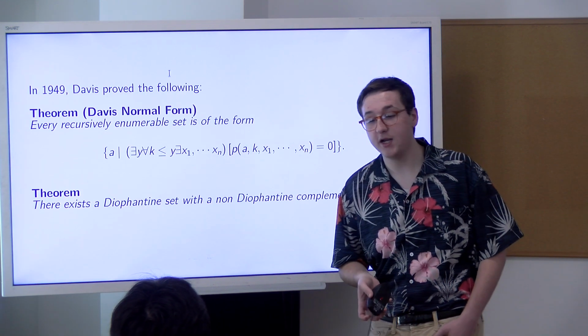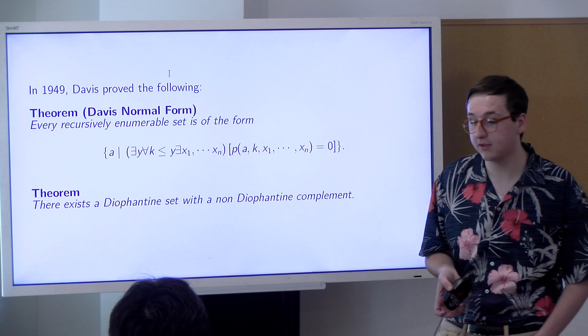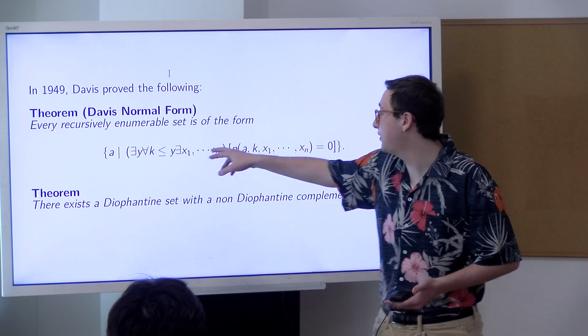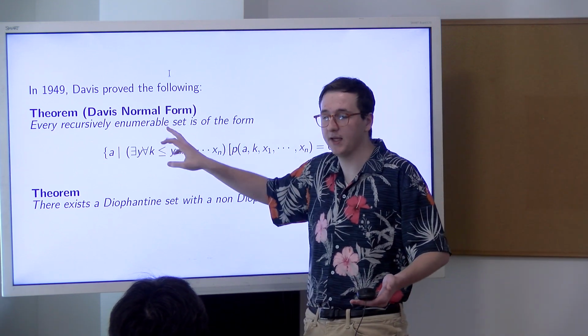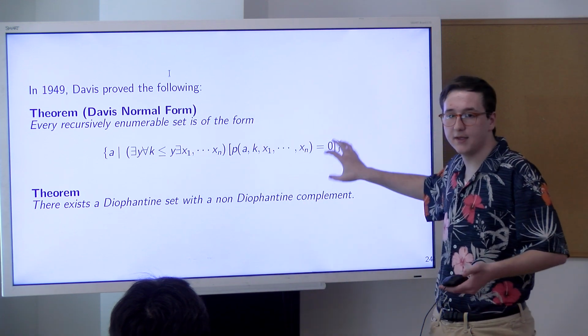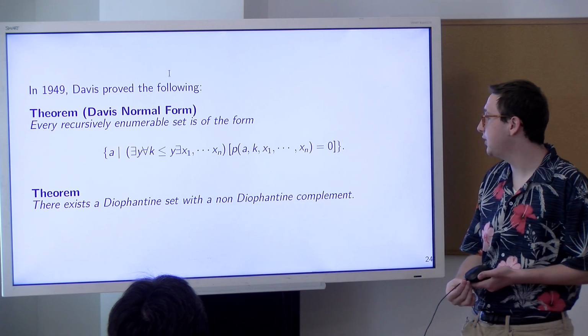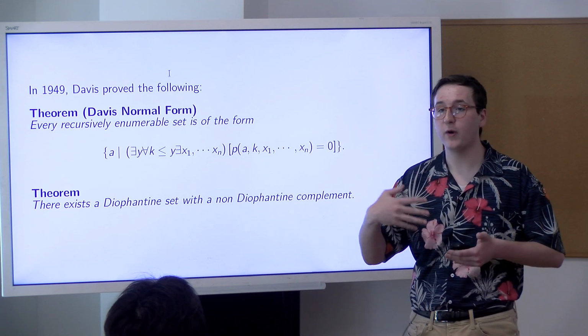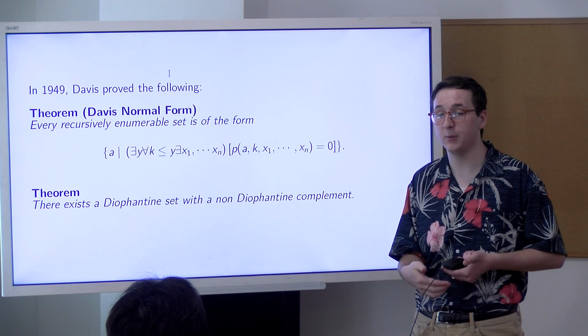So in 1949, Martin Davis proved that every recursively enumerable, or I should say computably enumerable set, these are the same thing, is of this form. You don't need to know what that means. Essentially, all it means is that he now has a way to explicitly describe every computably enumerable set.